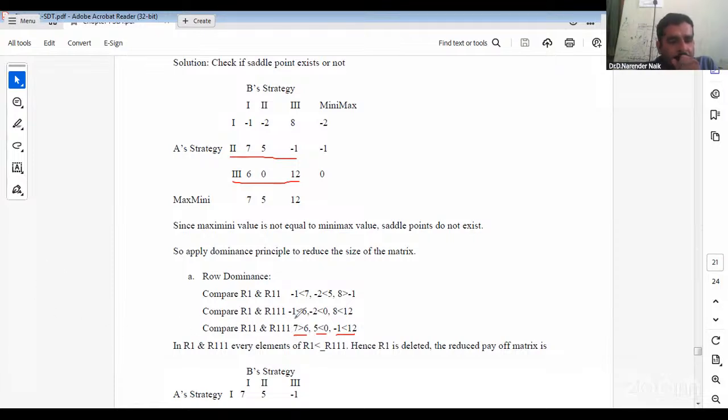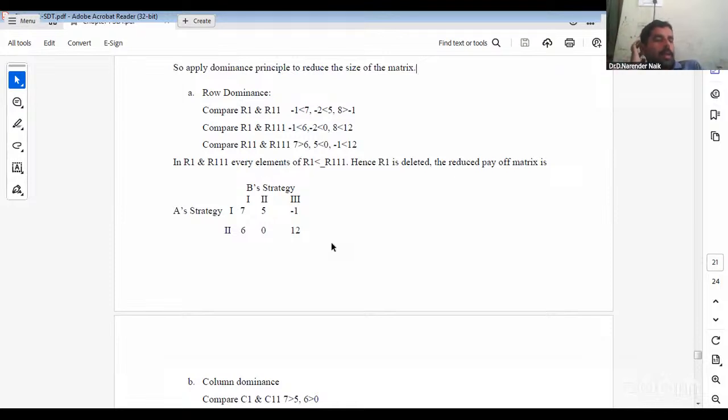In R1 and R3, I'll show you here, every element of R1 is less than or equal to the corresponding element of R3. Hence R1 is deleted. So we are going to delete this row, and the reduced matrix will be written there. So check the reduced matrix.